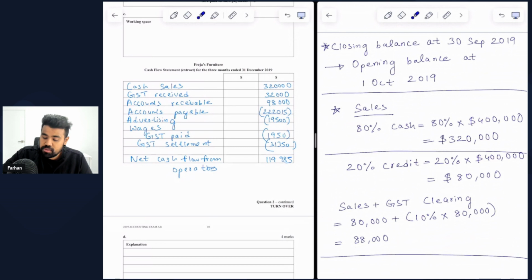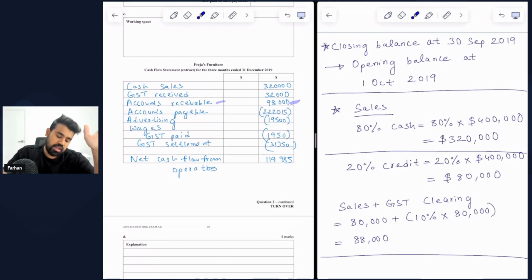We know that the total sales was 400,000, 80% of which is cash, which gives us 320,000. And do not forget to include the GST that we will be receiving, because in Australia, you do not just make sales, you also have to charge the 10% GST from your customers. And the GST we are going to receive is 10% of 320,000, which is $32,000. Then we're including the cash that we have collected from our accounts receivable, and that is 98,000.